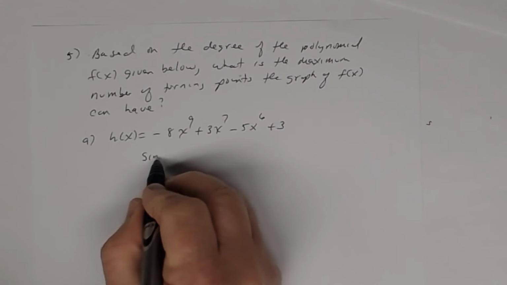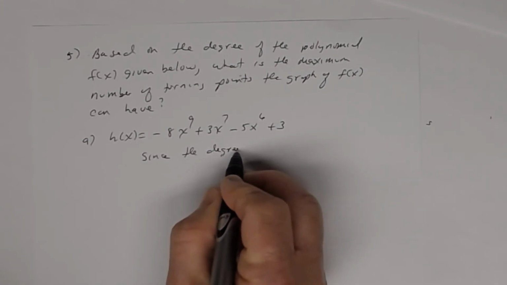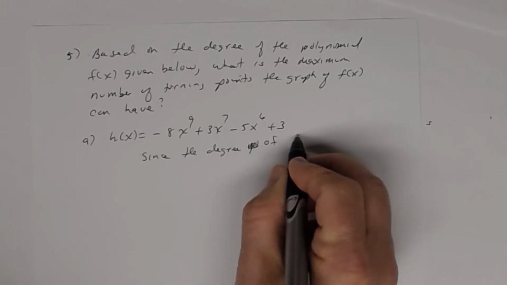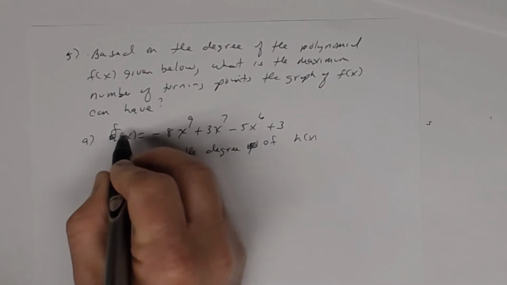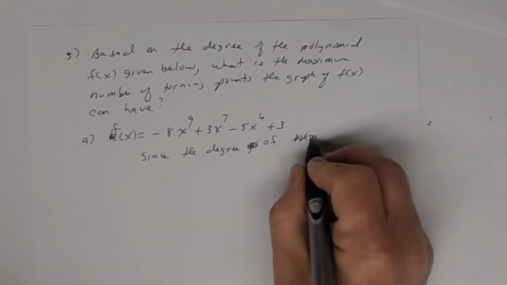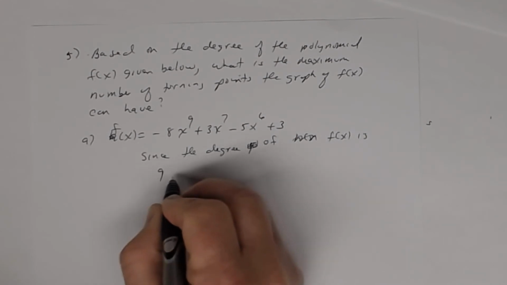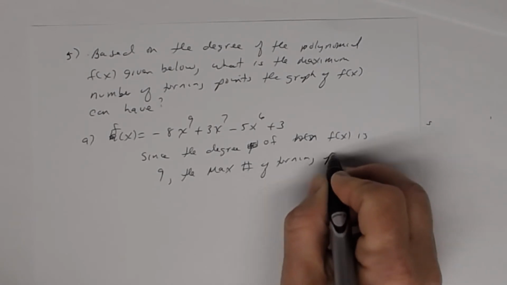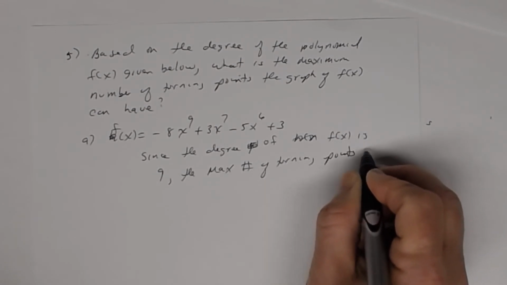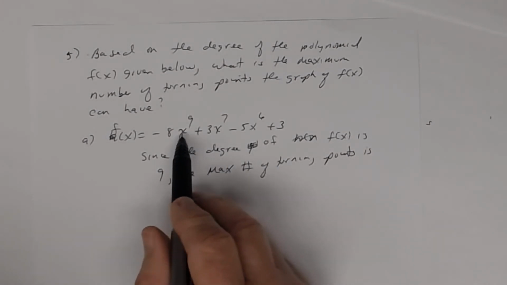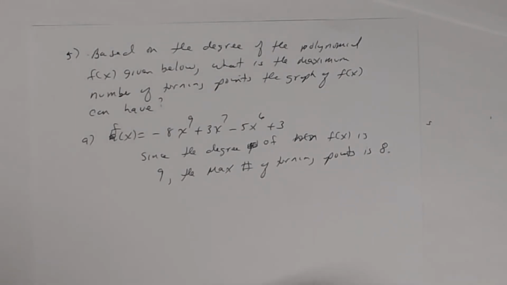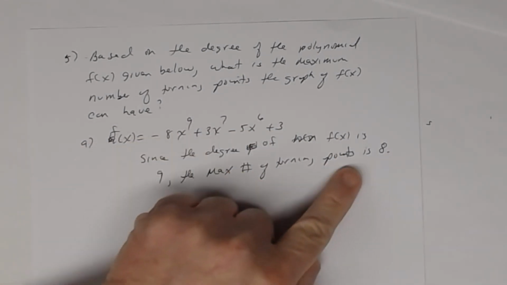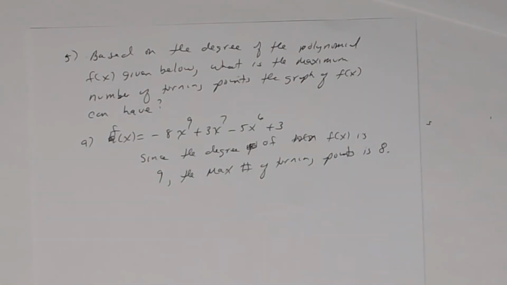So we'll say since the degree of f of x is 9, the maximum number of turning points is always 1 less than the degree. So 9 minus 1 is 8. So the maximum number of turning points is 8. So this is the degree. You're given the degree, and the maximum number is 8. All right, let's look at part B.